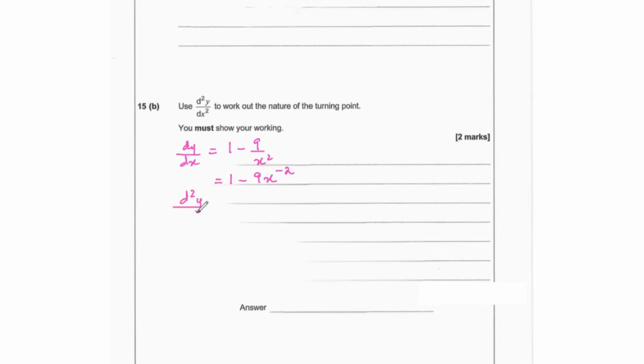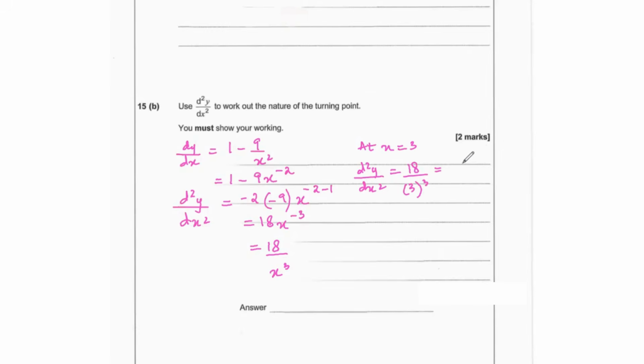Now we differentiate this again. So that's going to give me negative 2 times negative 9 times x to the power of negative 2 minus 1, which is 18 times x to the power of negative 3, and that's 18 over x cubed. For the nature of turning points, we'll substitute x equals 3 and negative 3 in this equation. So at x equals 3, d squared y over dx squared is 18 over 3 cubed. That's going to give us a positive value, which is 2 over 3.